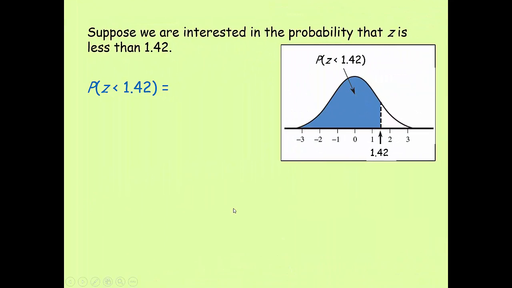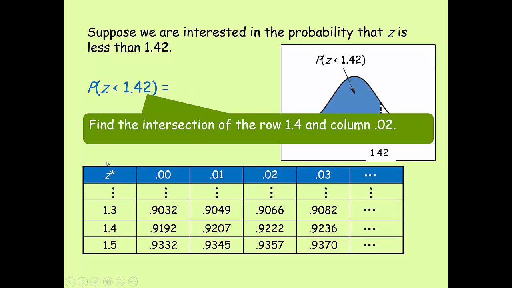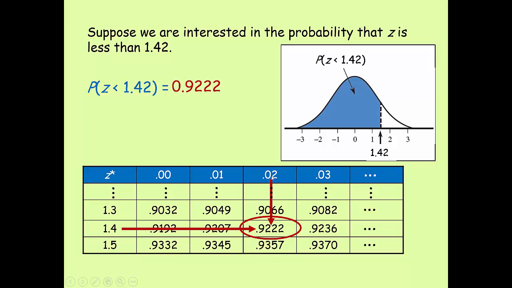So let's see if we can figure out how to read this table. If we're interested in the probability that z is less than 1.42, I look up in the table and find this row for 1.4, and then I go straight across until I'm under 0.02, because if you add those two together, you get 1.42, and that gives me the probability, which is this area right here.